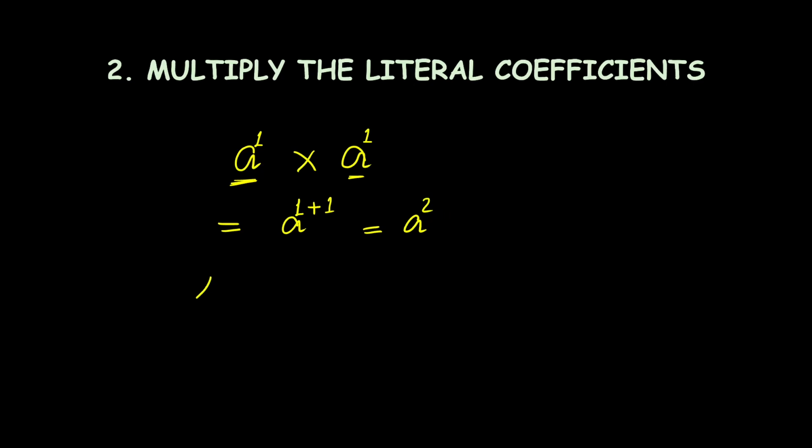When we are multiplying b square by b to the power 4, we follow the same rule, and we have to add the exponents, and we get b to the power 6. After that we have to multiply both the numerical part and the literal part.